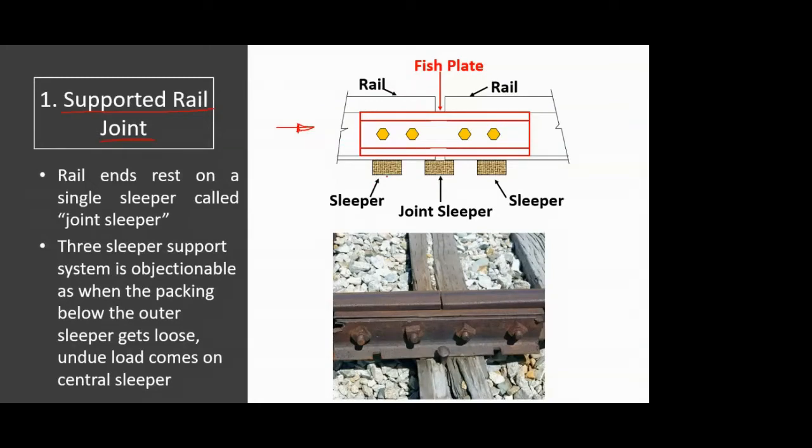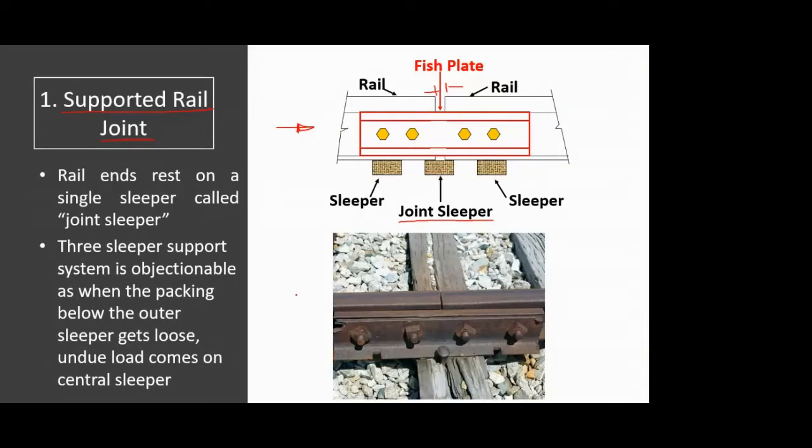Obviously, your rails are placed on the sleepers, but in this case the gap you are seeing here is also supported by a sleeper, and that specific sleeper is known as a joint sleeper. And obviously there are sleepers on either side of the gap as well. Those are the normal sleepers, and the one just below the gap is the joint sleeper.